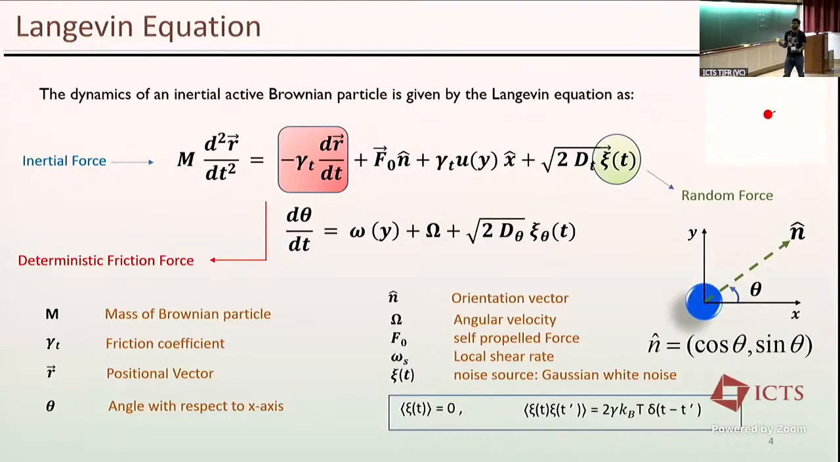On top of that, the orientation of the particle evolves in time and is governed by the local shear induced rotation. This is the intrinsic angular velocity, and this is the orientation noise. The key point here is that because of inertia, the velocity direction does not instantaneously follow its orientation. That creates a lag. This is the inertial delay.